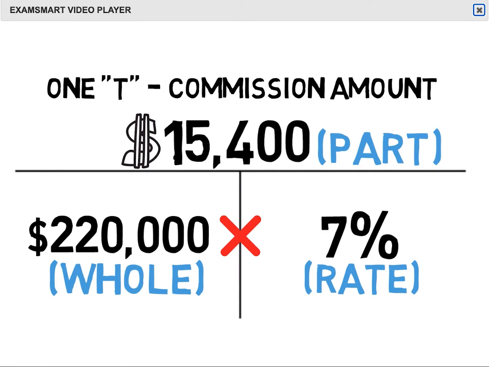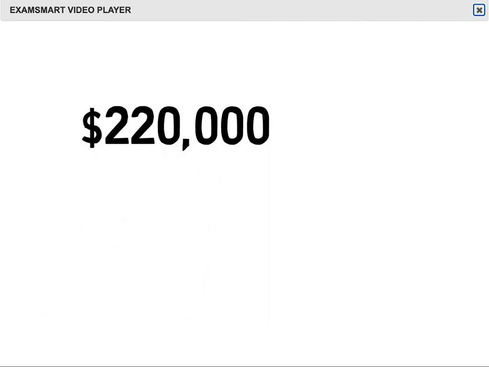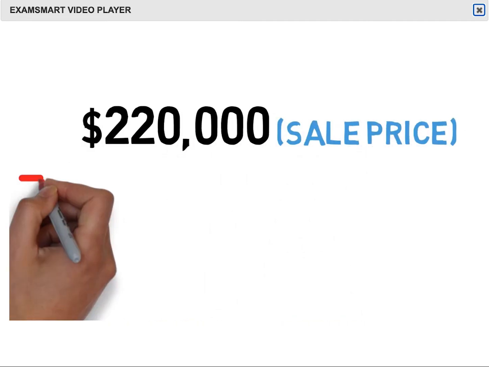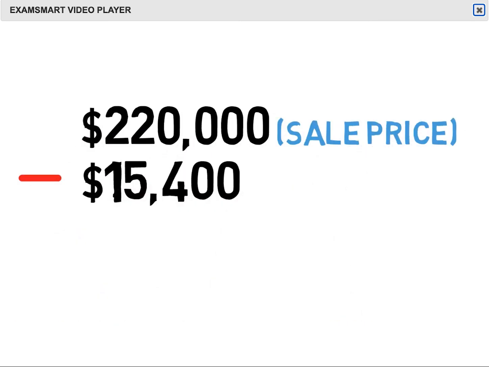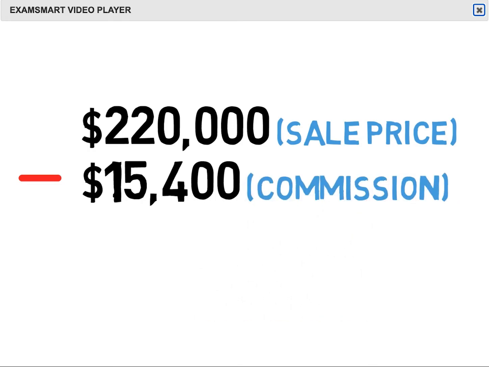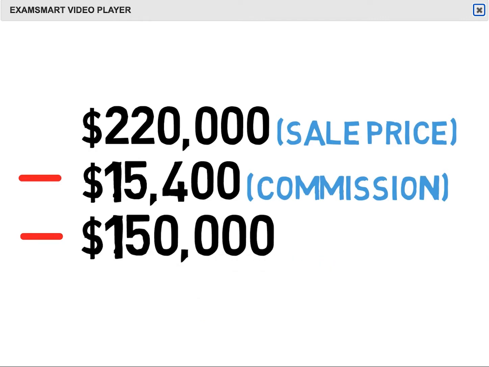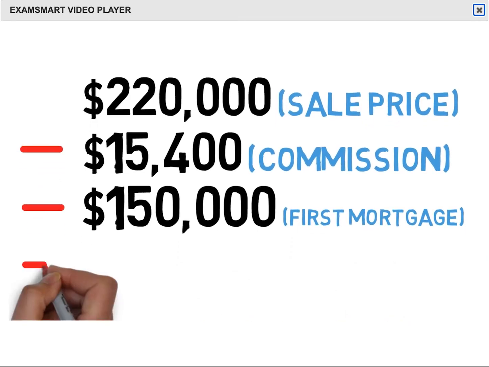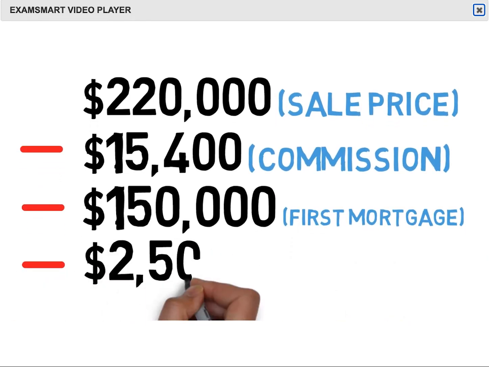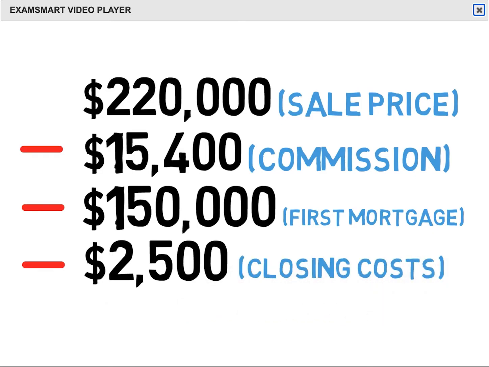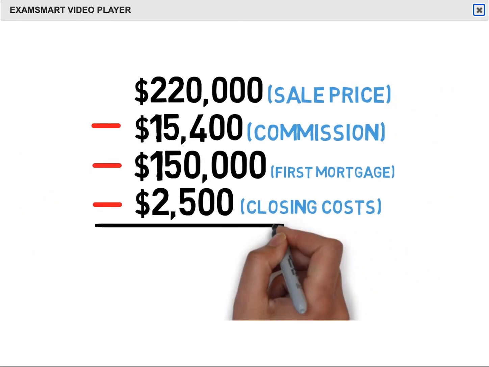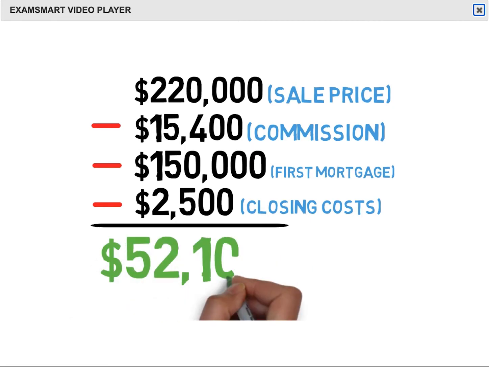We can now solve the problem. We then take the $220,000 sale price minus the commission of $15,400 minus the first mortgage that the seller owes of $150,000 minus the $2,500 of closing costs that the seller is going to pay, which will give us a seller net of $52,100, and that would be our answer.